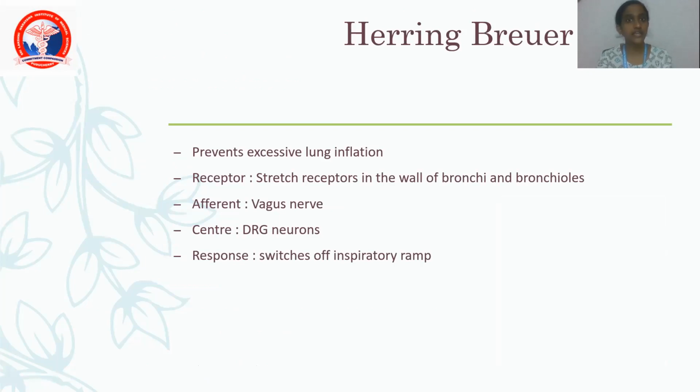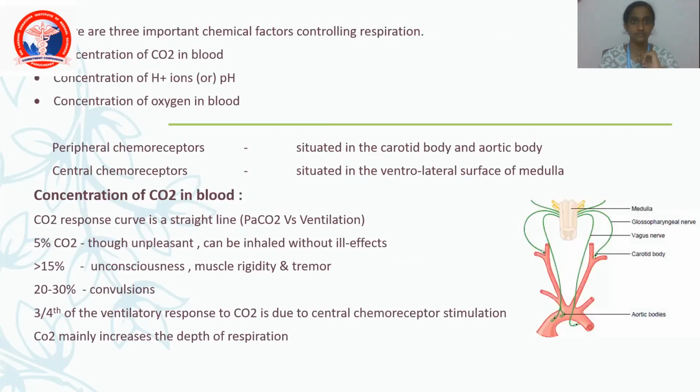It's actually the Hering-Breuer reflex. It's a protective lung reflex which prevents the lung from excessively inflating. Whenever the lung is inflated at the end of inspiration, the stretch receptors in the wall of bronchi and bronchioles will be stimulated. That will go via the vagus to the dorsal respiratory group of neurons. It will inhibit the same and switch off the inspiratory ramp. So inspiration will stop and expiration will start.